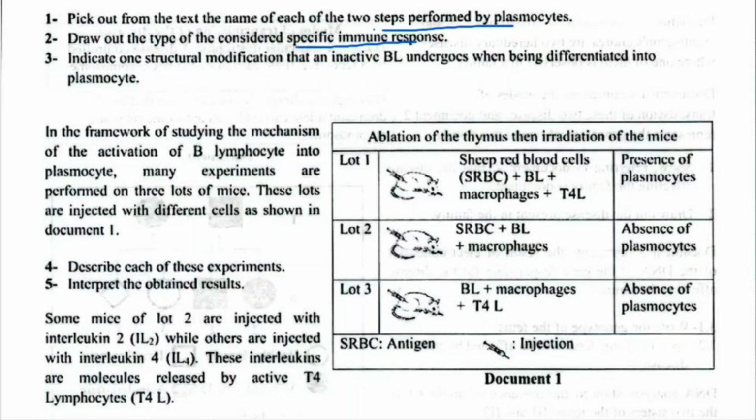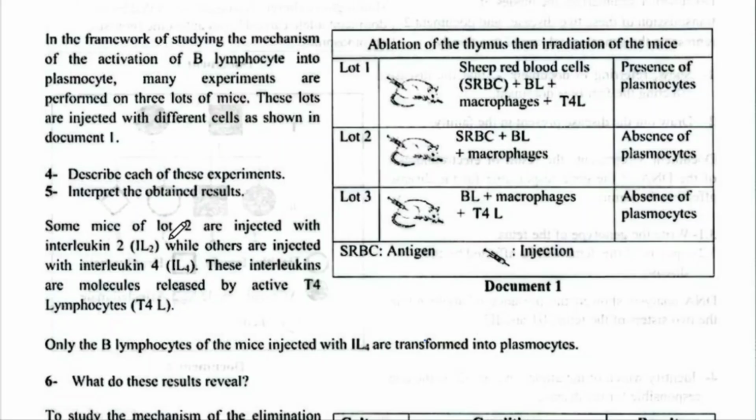Some mice of lot 2 are injected with interleukin 2, while others are injected with interleukin 4. These interleukins are molecules released by active T4 lymphocyte. Only the B lymphocytes of the mice injected with interleukin 4 are transformed into plasmocytes.